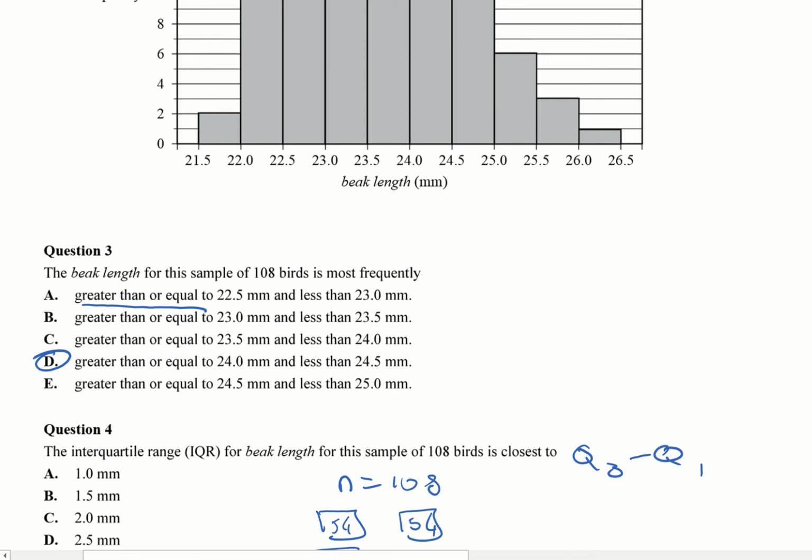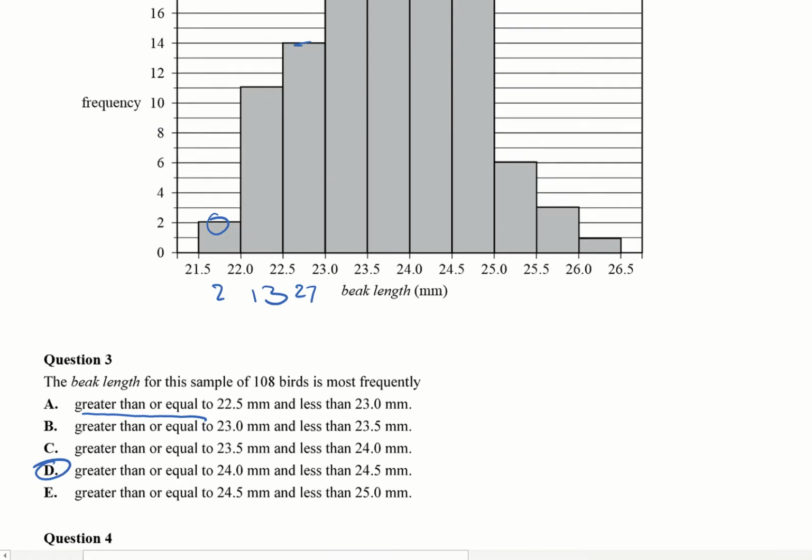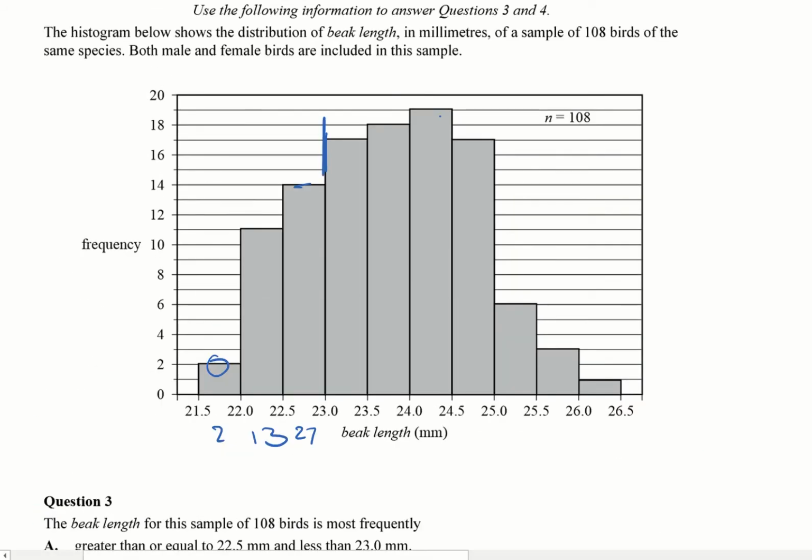So when I go up here, there's 2 and there's 11, so I've got 13. So 2, 13, 13 plus 14 is 27. So it's basically going to be 23. When I say 23 on this one, what I mean is it's on this line here. So that's my Q1.